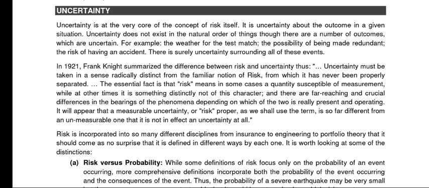In 1921, Frank Knight summarized the difference between risk and uncertainty. Thus, uncertainty must be taken in a sense radically distinct from the familiar notion of risk, from which it has never been properly separated. The essential fact is that risk means, in some cases, a quantity susceptible of measurement, while at other times it is something distinctly not of this character. And there are far-reaching and crucial differences in the bearing of the phenomena depending on which of the two is really present and operating.